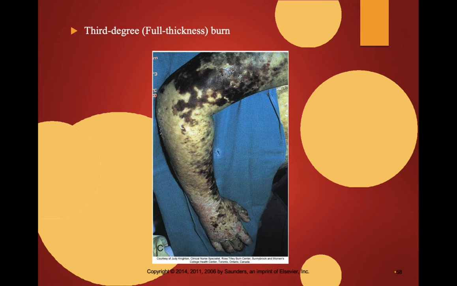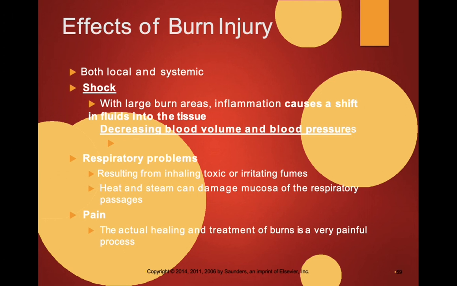Here's a full third degree, full thickness burn, right? You can see all the necrosis, all the blackening and hardening of the tissues. So what are the effects of the burn and the injury? There's some local effects and systemic effects.